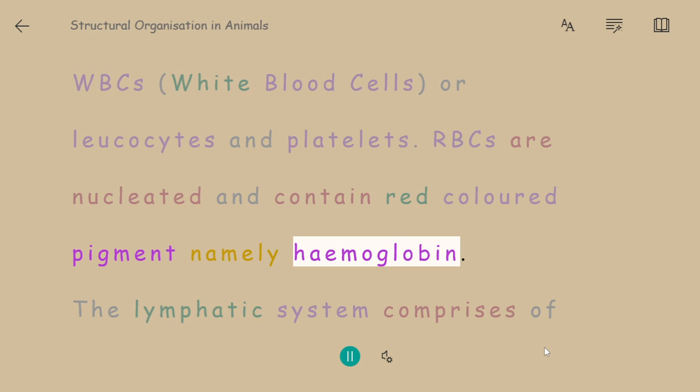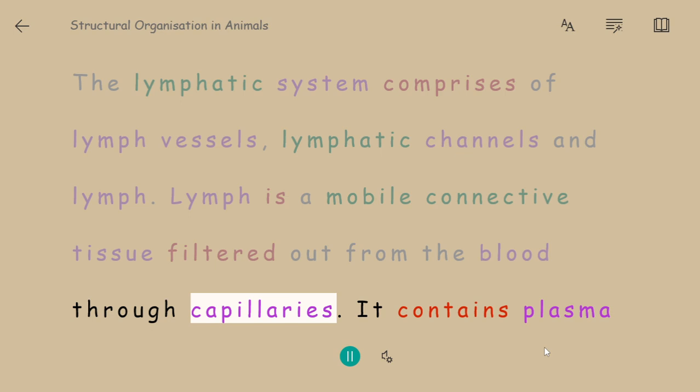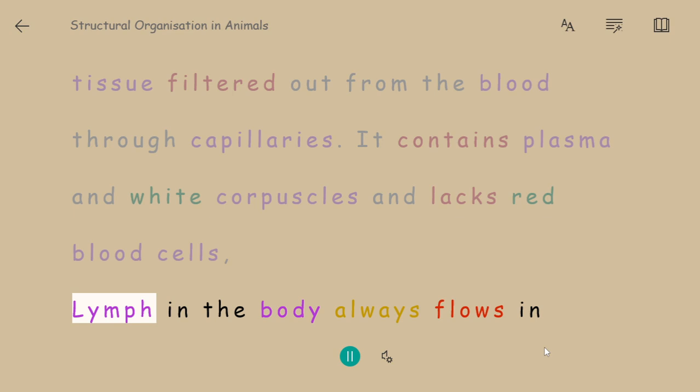The lymphatic system comprises lymph vessels, lymphatic channels, and lymph. Lymph is a mobile connective tissue filtered out from the blood through capillaries. It contains plasma and white corpuscles and lacks red blood cells. Lymph in the body always flows in the following direction: lymph capillaries, lymph sinus, lymph hearts, veins.